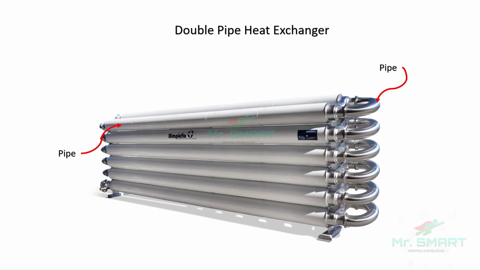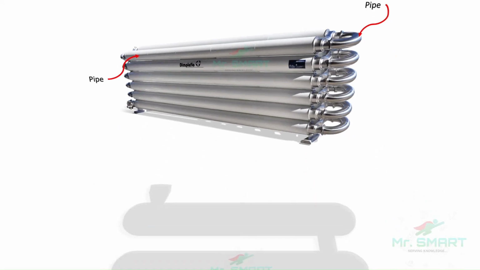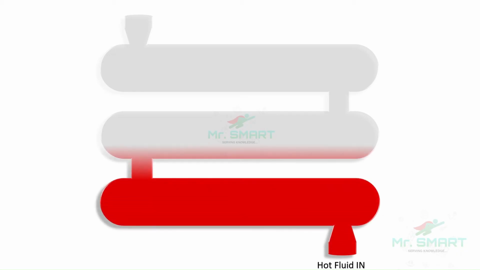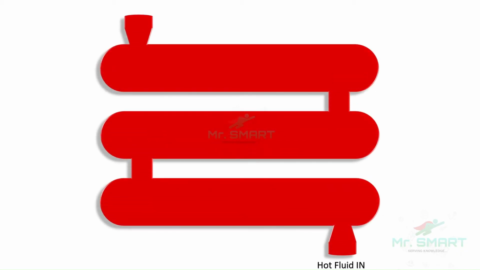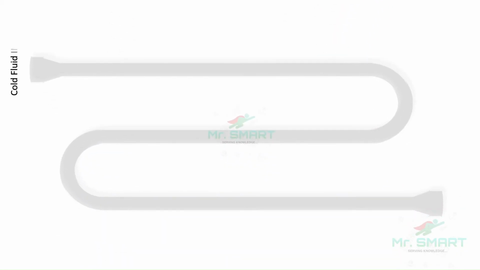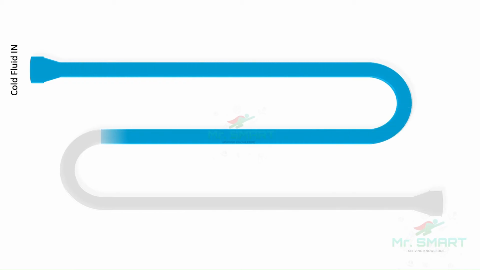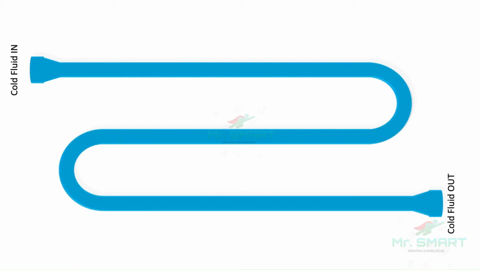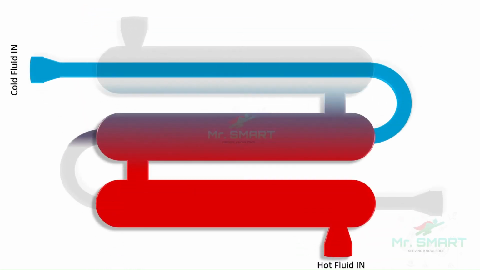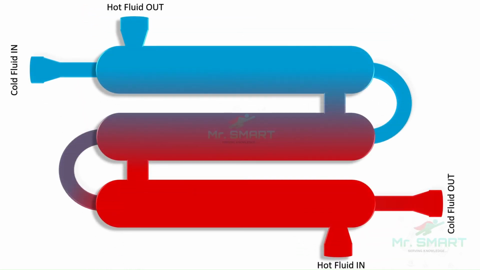A double pipe heat exchanger consists of two pipes concentric to each other. In one pipe the hot fluid enters at one end and exits at the other end. And in the other pipe the cold fluid enters at one end and exits at the other end. They transfer heat energy between each other, resulting in hot fluid becoming cold and cold fluid becoming hot.